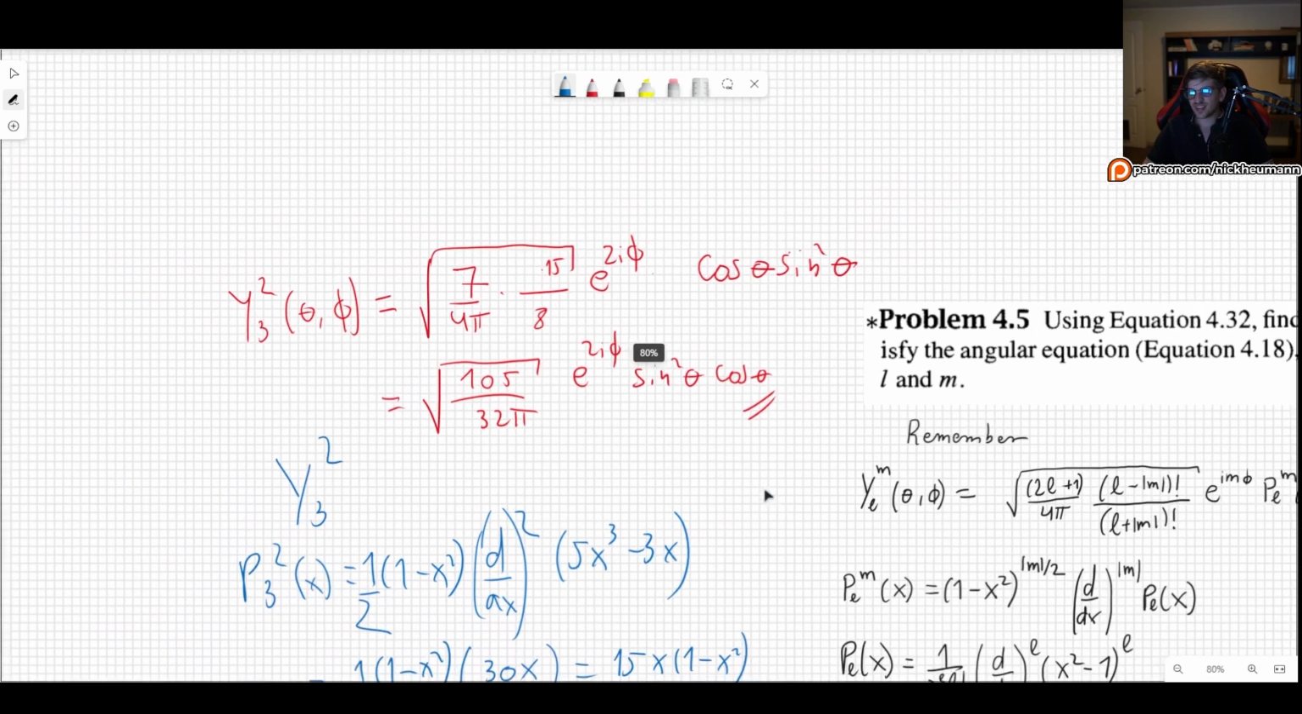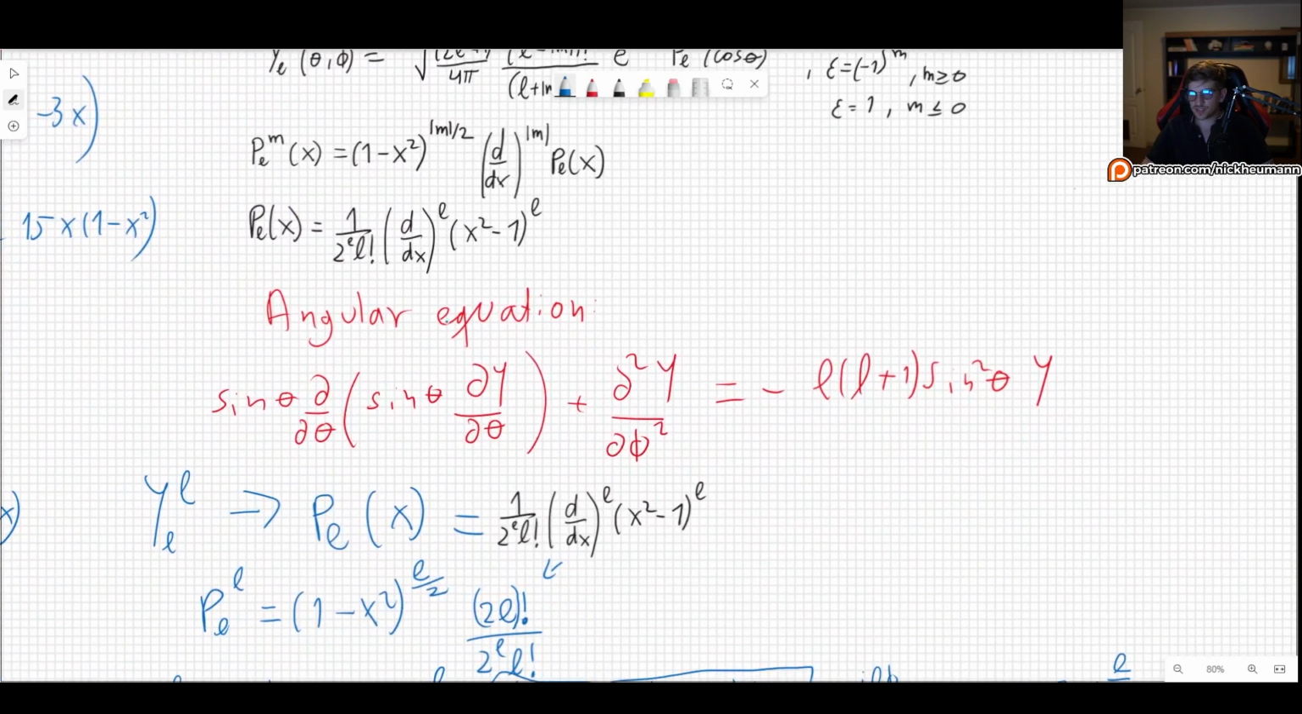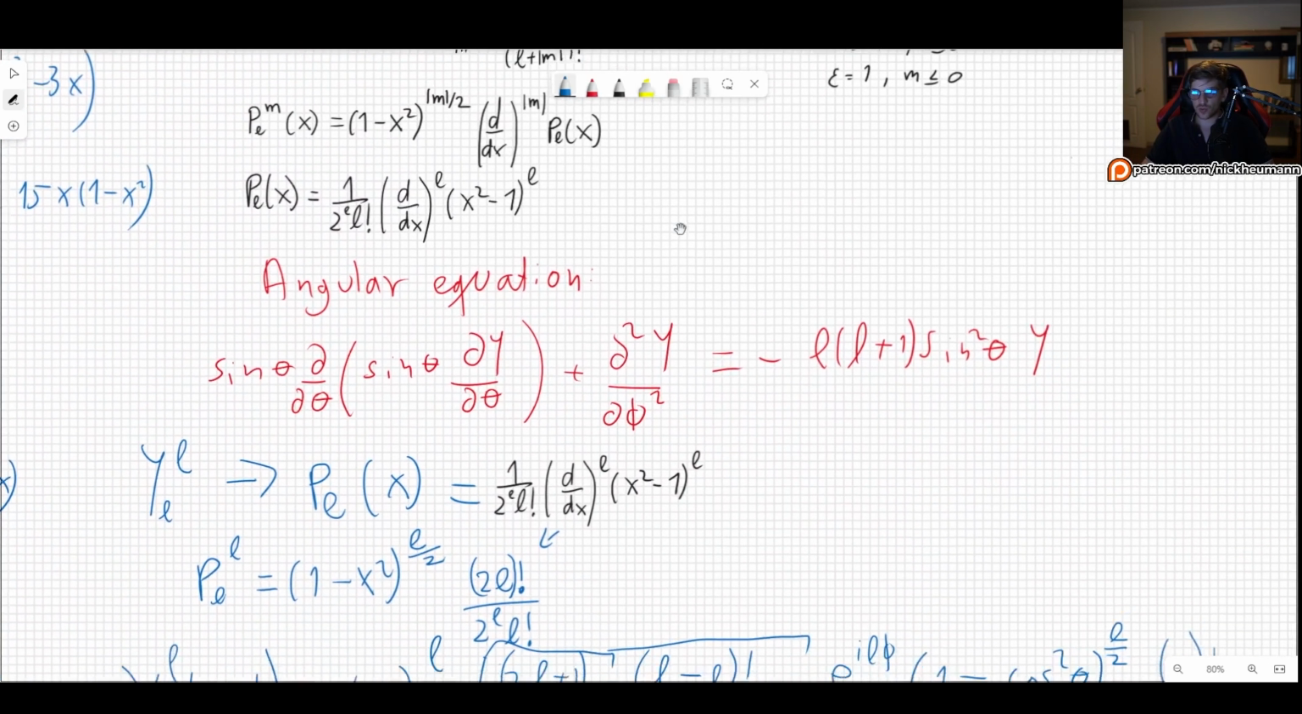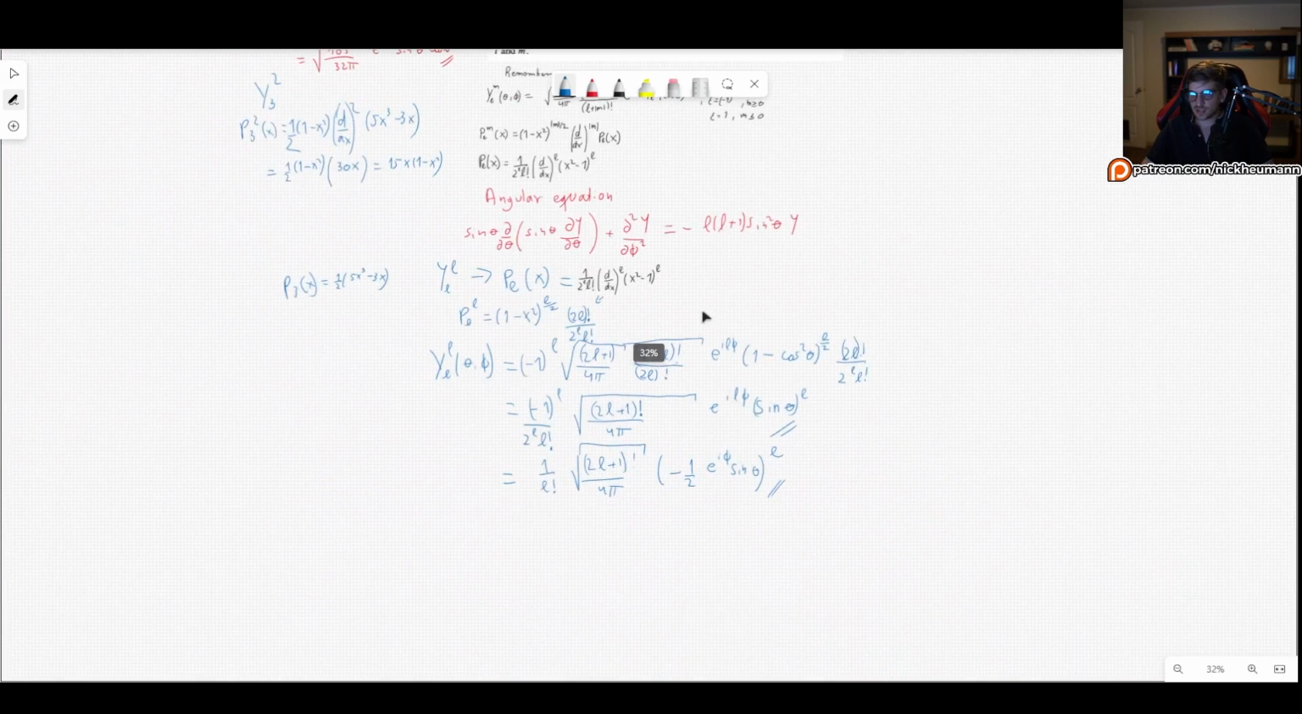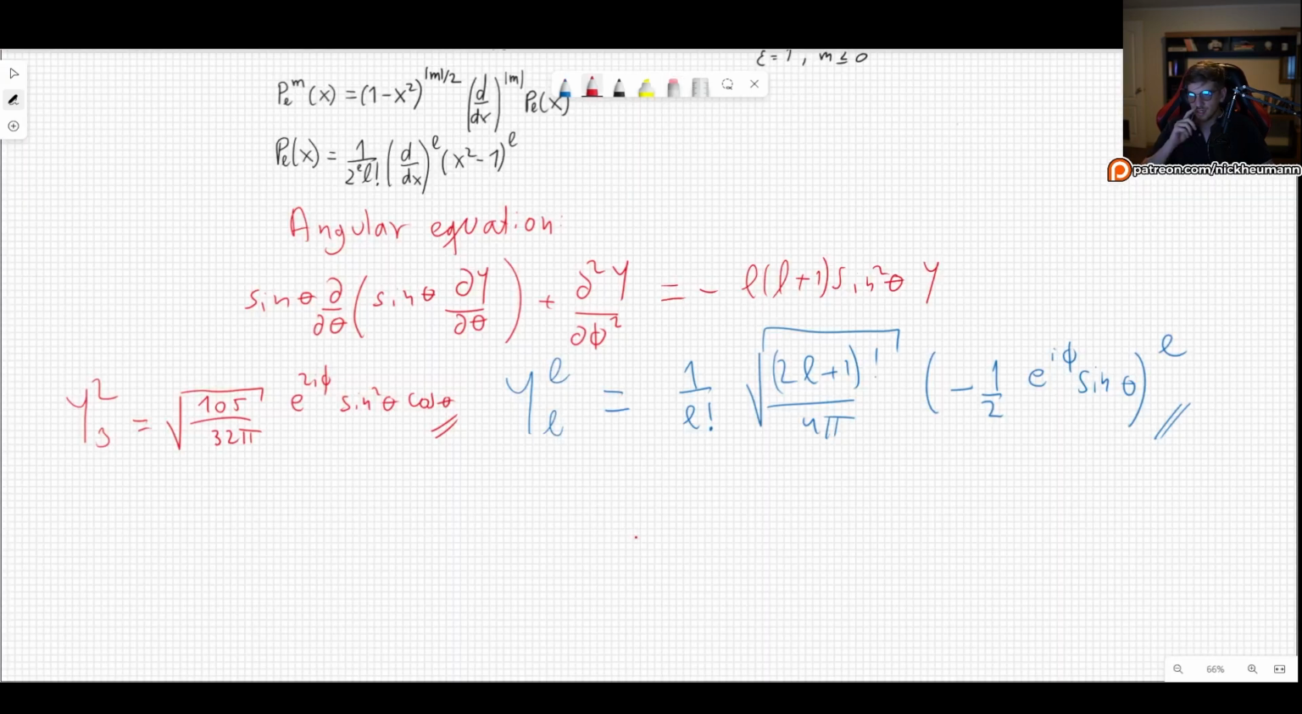So now comes the fun part. Now we want to see that the angular equation is indeed satisfied. So let me quickly clear some room. Okay, so let's begin with Y_LL. So to put this into our angular equation, let's first calculate a few things. For example, let's calculate the derivative of this spherical harmonic with respect to theta. So dY_LL d theta.